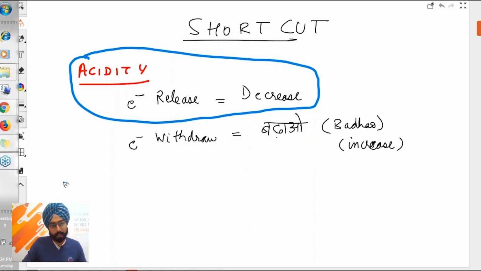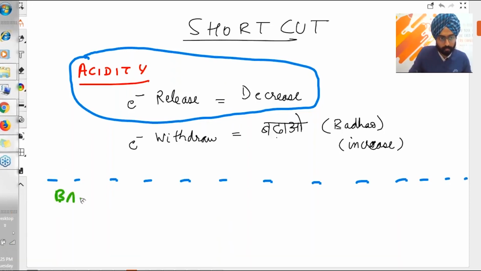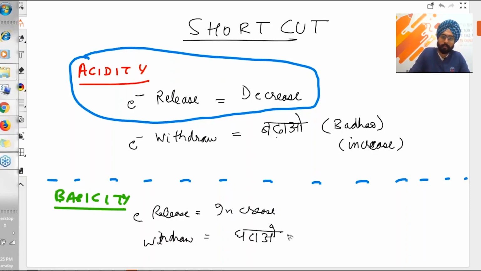And similarly, if we talk about basicity, then the only thing is the order is now a bit different. This means electron release equals increase, and if you have withdraw, this will be equal to decrease. Yes, and which means I'll write the transliteration and the translation.